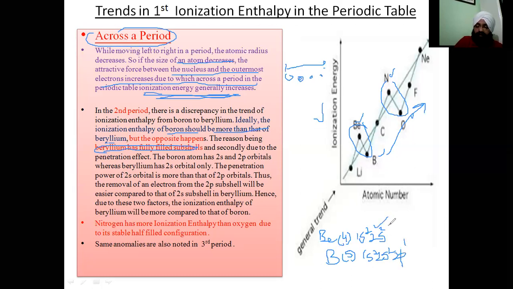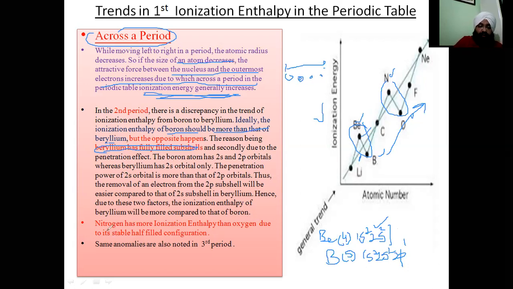the other is the fully filled configuration. This is the fully filled stable configuration, so it requires higher ionization energy. So that's why beryllium has exceptionally high ionization energy. So beryllium should be like here, but it is here actually because of its electronic configuration. So the second factor is the penetration effect, and the first factor is fully filled subshells.